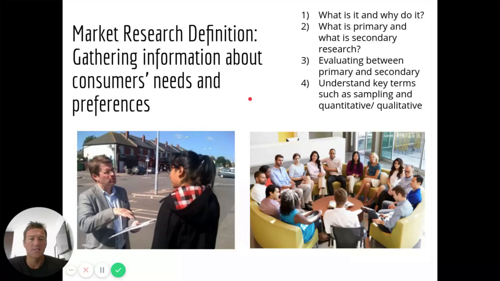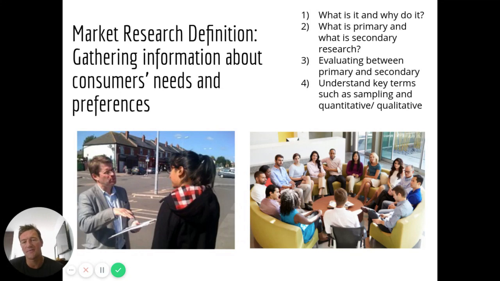So the things this lesson is going to do: number one, what is it and why do businesses do it? Number two, what is primary and what is secondary research? Number three, we're going to compare the two, primary versus secondary, so you can evaluate between them. That's the most common 9 and 12 mark question at GCSE Business. And then number four, I want you to understand key terms such as what is sampling and what is quantitative and qualitative data.